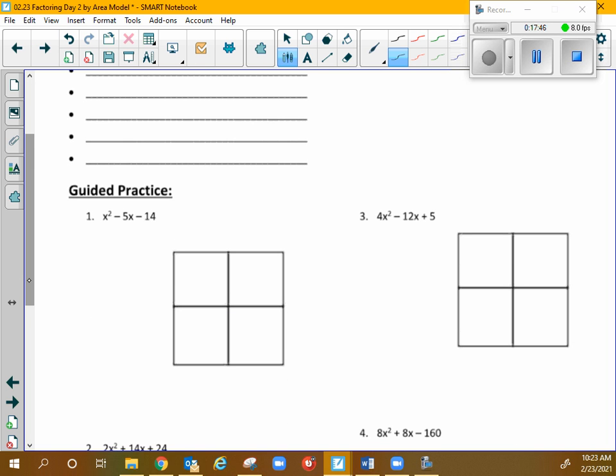Looking at number 1, I'll rewrite this in there. What's my A value? The coefficient. 1. My A value is 1. What's my C value? Negative 14. So what we're going to do is we're going to multiply those. In this case, it's really easy when A is 1. Negative 14.